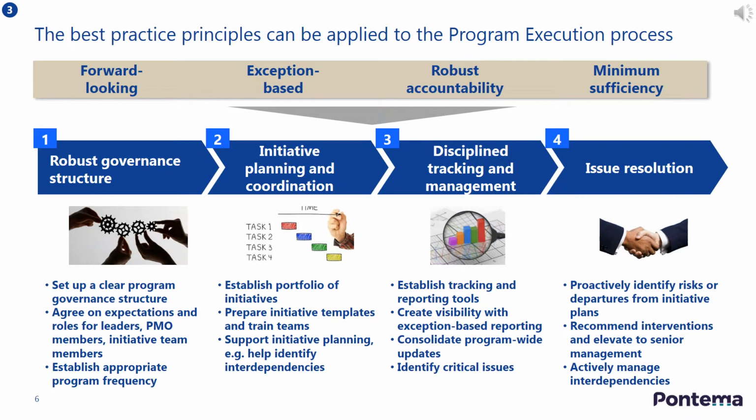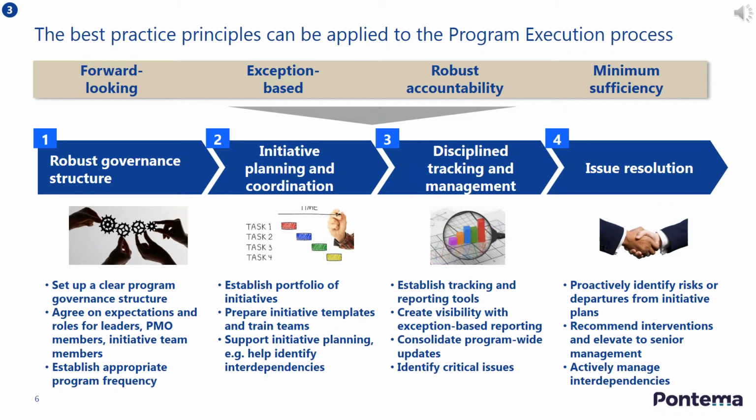These best practice principles can be applied to the program execution process, of which there are 4 key stages. Firstly, the PMO needs to ensure there is a robust governance structure in place. This will outline the main reporting lines for the program, the clear roles and expectations in ownership of the initiatives, and the frequency of team meetings.